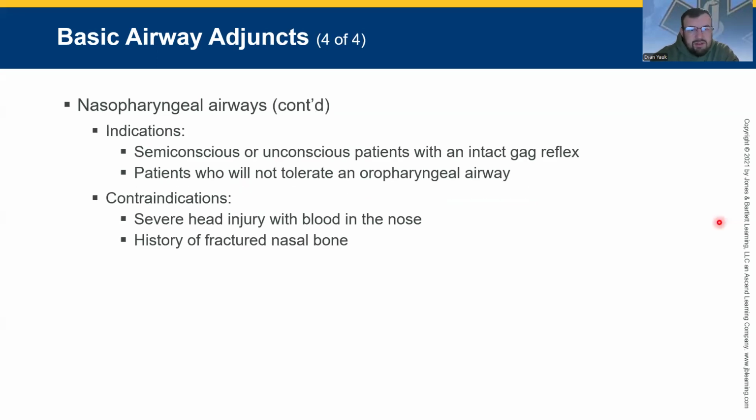We do not use this if there is severe head injury with blood in the nose, or history of fractured nasal bone. So if we have facial trauma or damage and we have bleeding from the nose or history of nasal fractures, we cannot use this. The thought process is we put it in and it goes through a crevice or a crack, or we've got a hole up in our sinuses and we don't know about it, we could actually be pushing it up into our cranium, which we don't want. So if there's facial trauma, we cannot use the NPA.